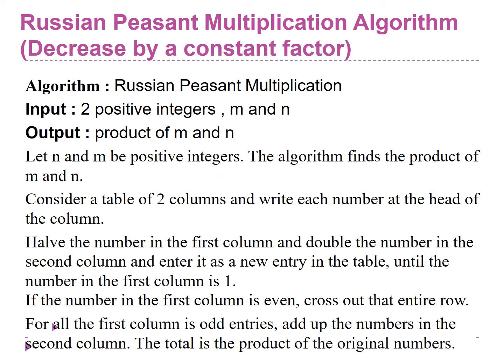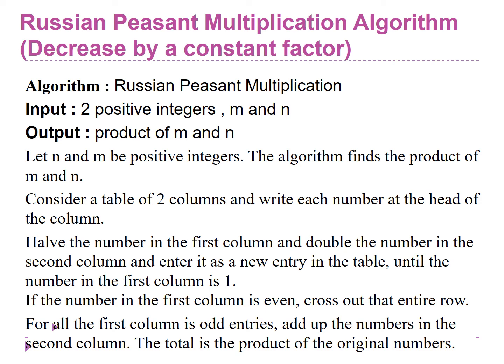Russian peasant multiplication algorithm is an example of decrease by a constant factor algorithm. The input to the algorithm is two positive integers m and n. The output of the algorithm is the product of m and n. The algorithm considers a table of two columns, and each of the positive integers is written at the head of each column.